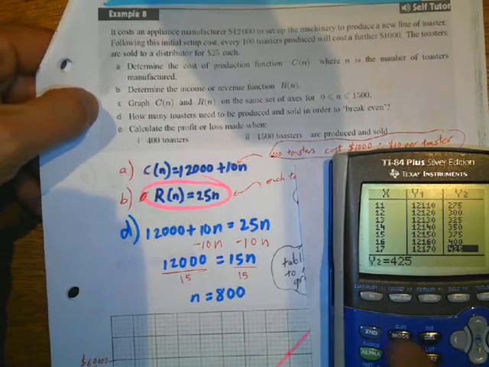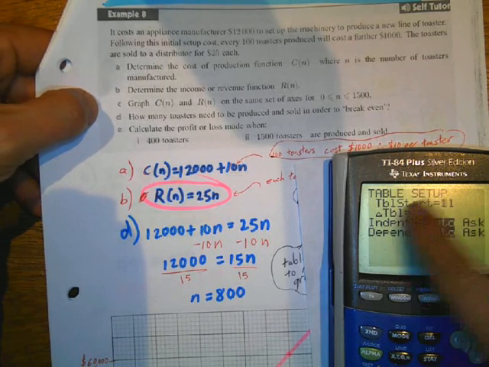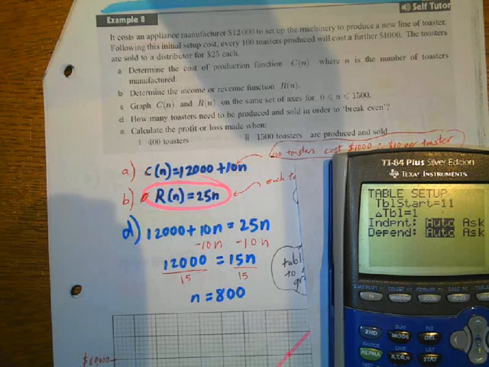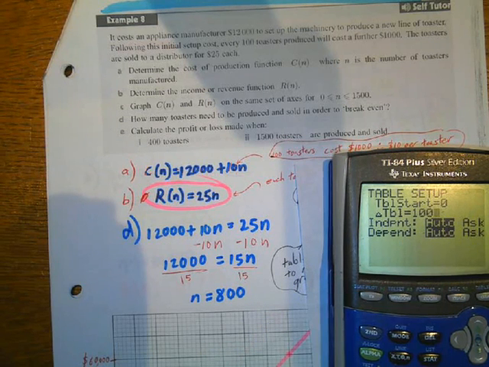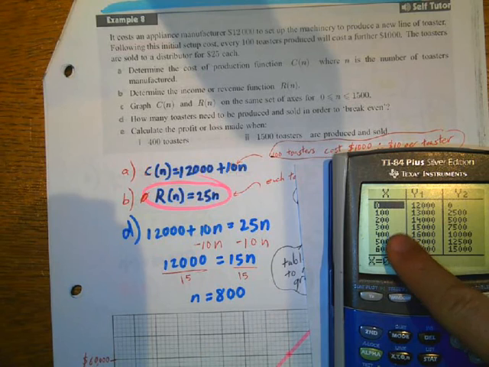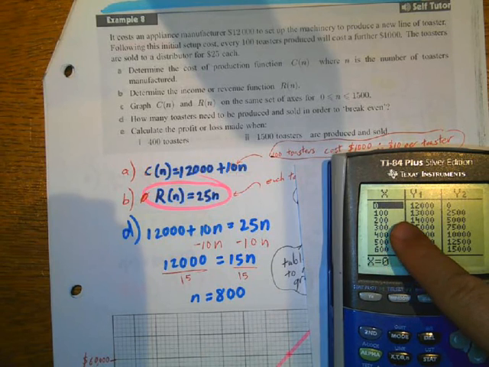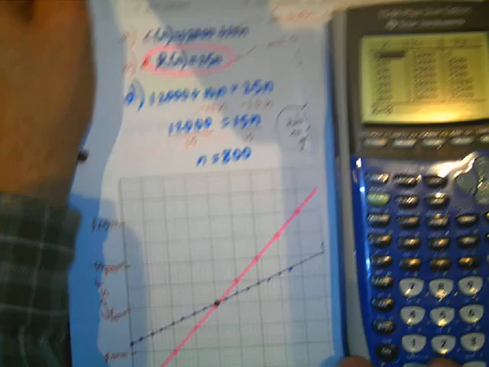If I hit second window to get the table set, I'm going to change the delta TBL to 100. And when I do that, if I hit second graph to get a table, now it's going to go up by 100s. So when x is 0, this first graph here is going to be at 12,000. Okay.